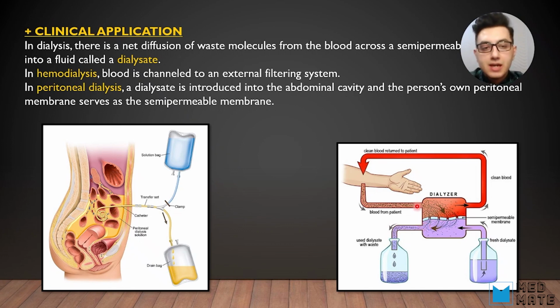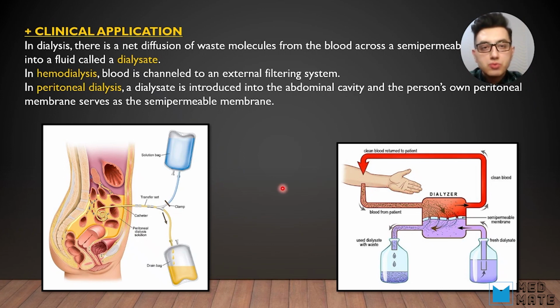In this case, from the other side of the machine, we are perfusing fresh dialysate into the machine, and this dialysate has a lower concentration overall. It has a lower concentration of the substances that are available in blood. So those substances and waste tend to move out from the patient's blood to this dialysate, and this semi-permeable membrane is only permeable to those wastes. The clean blood is then returned to the patient's body.